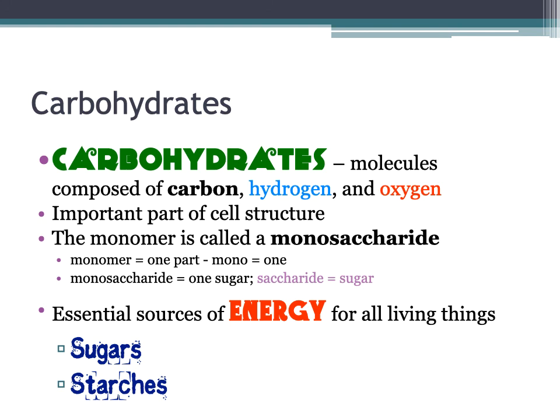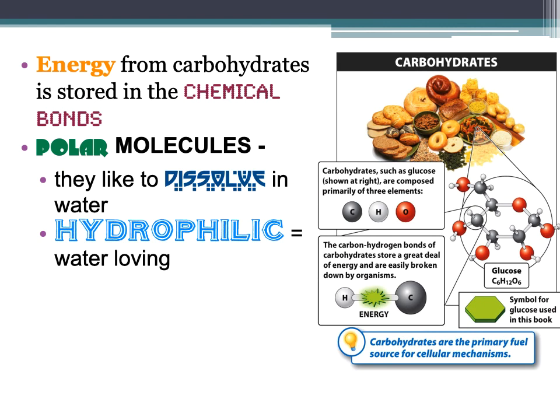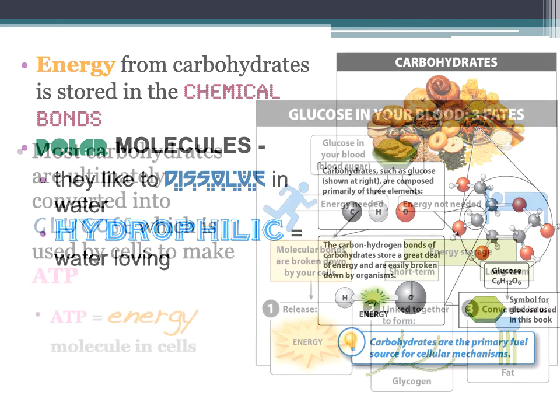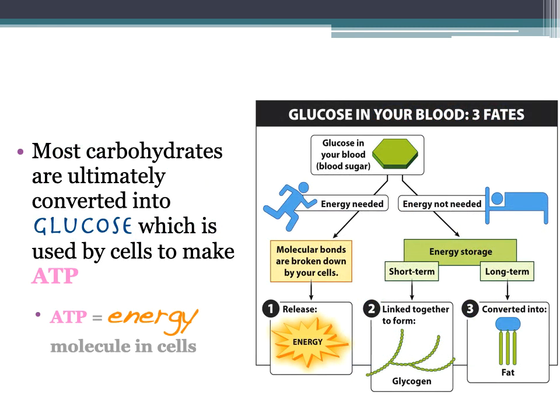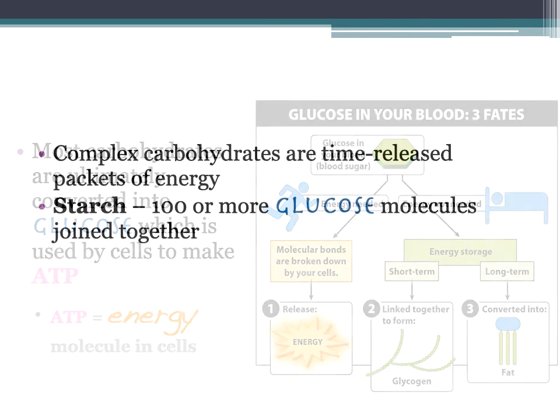They are the essential sources of energy for all living things. So if you think carbohydrate, think sugars and starches. They are stored in the chemical bonds. They like to dissolve in water. They are hydrophilic, which means they love water. That's why you can dissolve sugar into water and make sugar water or Kool-Aid. Most carbohydrates are ultimately converted into glucose to make ATP, and ATP is the energy molecule that your cells use. More about that in later chapters.